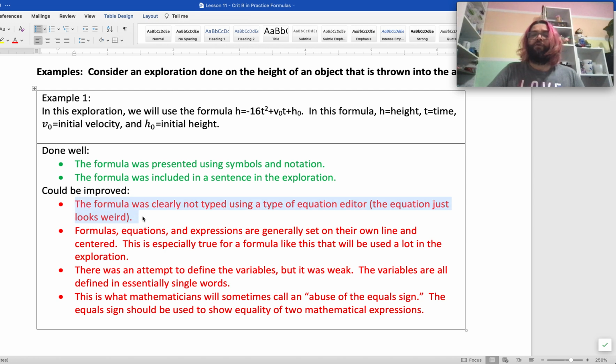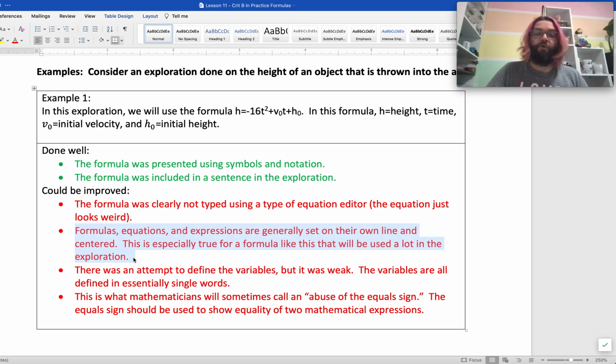First of all, the formula was clearly not typed using some type of equation editor. I don't know if you noticed this, but the minus seems kind of small. I mean, it's just a dash. There's no spacing in it. And I don't know if you guys notice this, but for me, when you put this next to an edited equation, the edited equation just looks so much better.